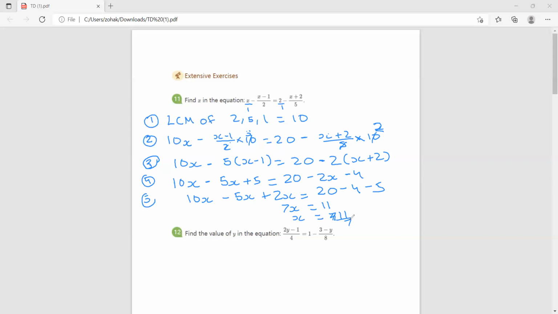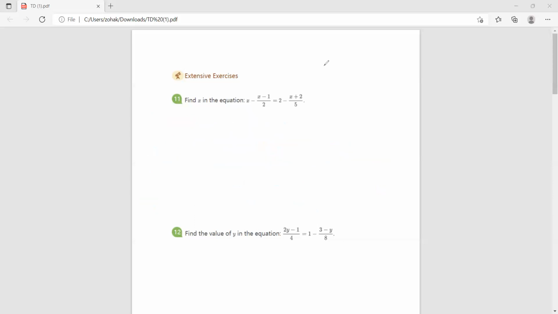So remember the key steps in doing these types of questions. Our first step is always going to be to work out the LCM. The second step is to simplify, to get rid of the denominators in the fractions. Then we want to expand the brackets, and then rearrange to collect the like terms, and finally we solve for x. So that's the first question in the extensive exercise, or question number 11 in your exercise book. Let's get straight on to question number 12 now.